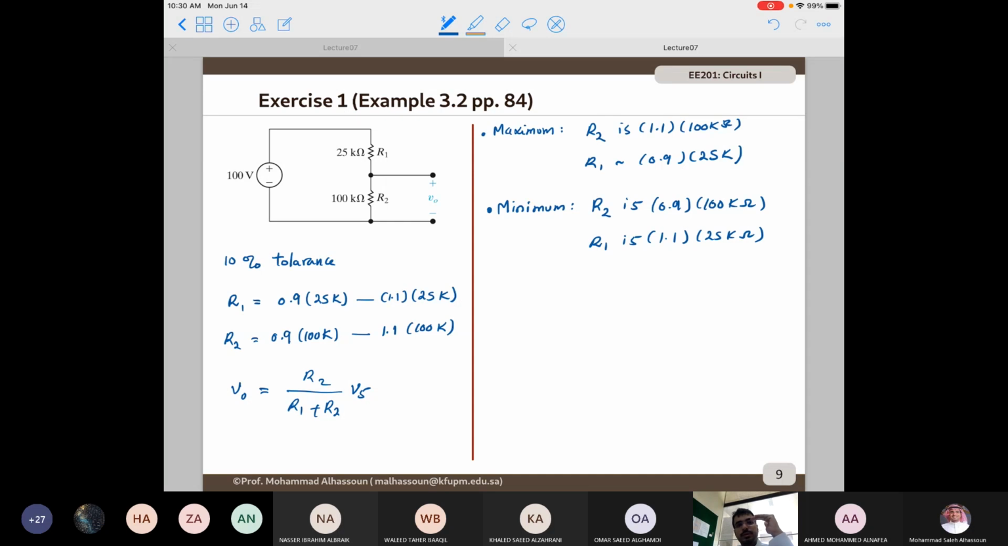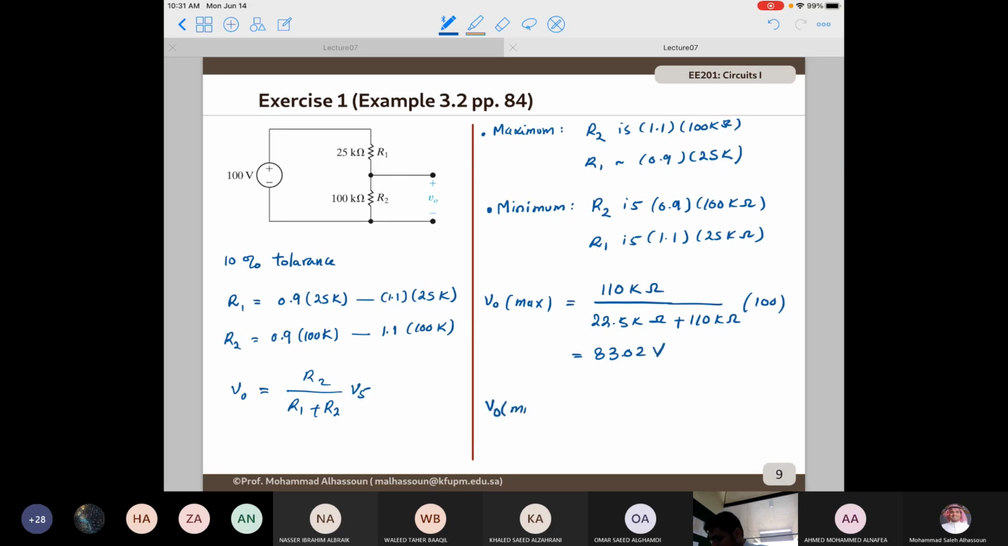So now we have the conditions for the maximum and minimum. Knowing these conditions, we can easily substitute the values and from that we know the maximum output voltage and the minimum output voltage. So the maximum output voltage is: we have 110 kilo ohm, this is R2 at its maximum, R1 at its minimum, 22.5, multiplied by 100. And this is 83.02 volts.